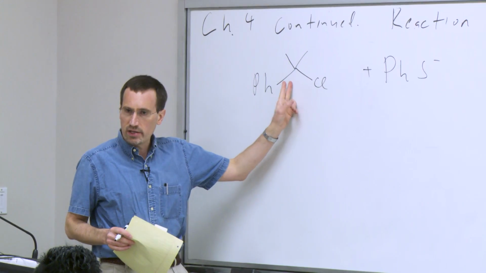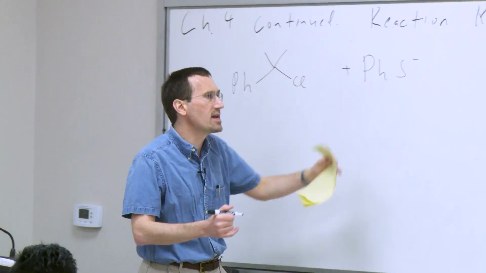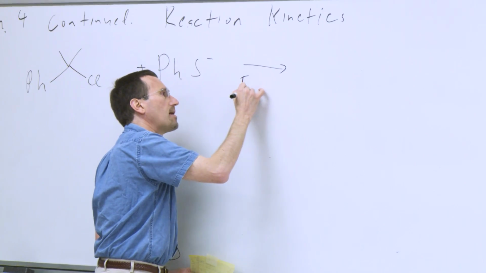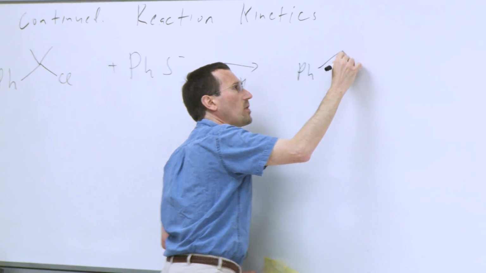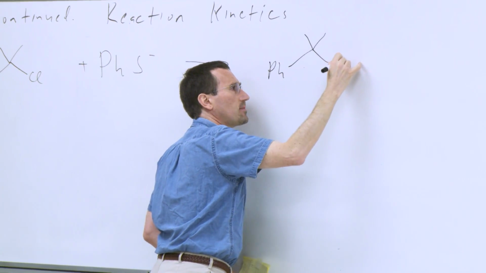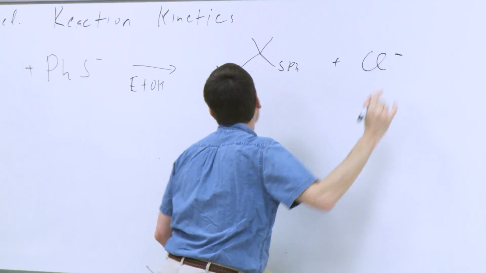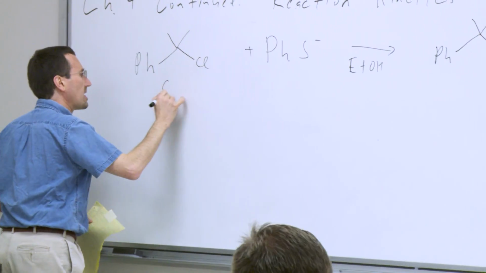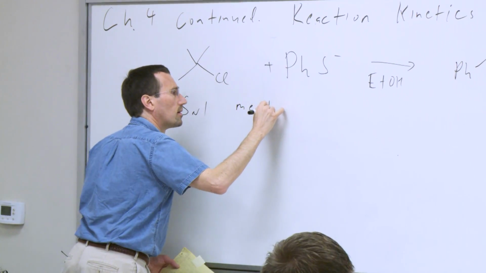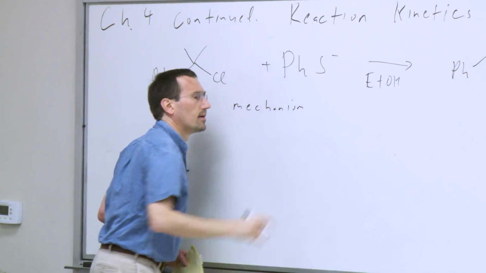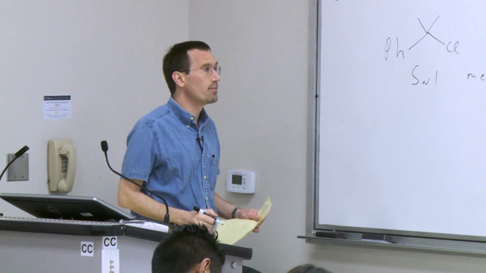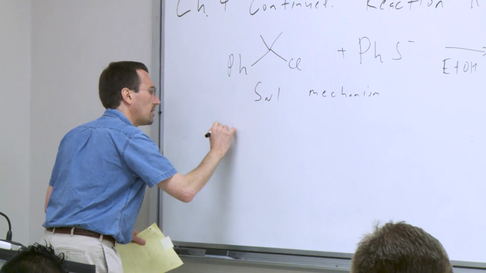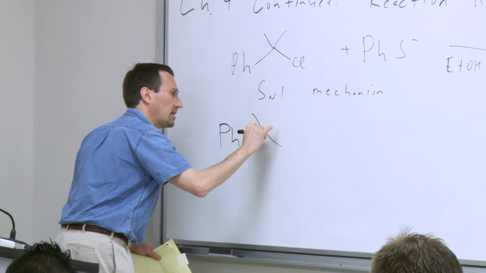So if I took this tertiary benzylic alkyl halide and benzene thiolate, and I mixed them in ethanol, maybe warmed the reaction mixture up a little bit, we would get a nucleophilic displacement of the chloride, and that would occur by an Sn1 mechanism. Just to put that into perspective, that means in the first step, in the rate determining step, we form a carbocation. And so I'll write that out explicitly.